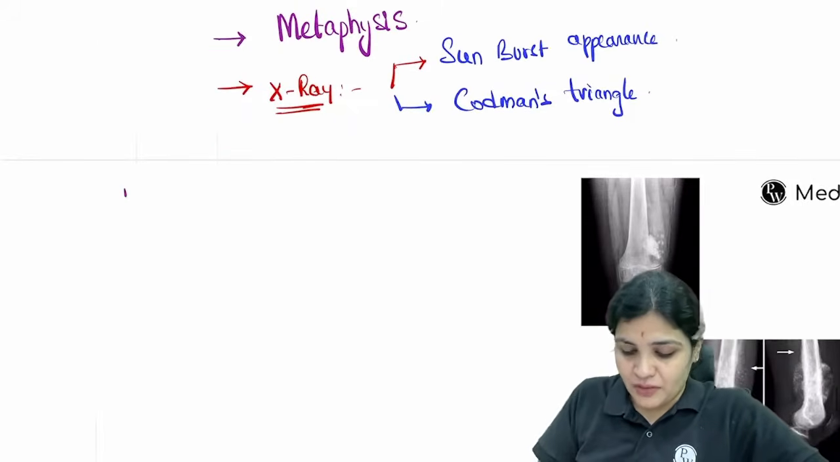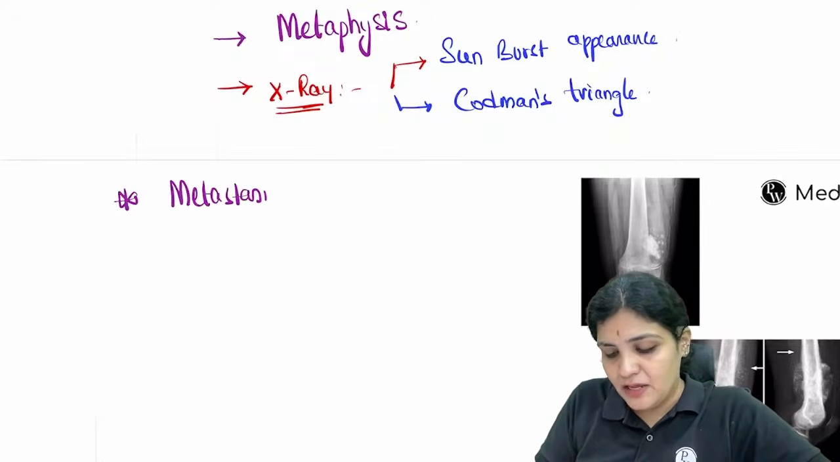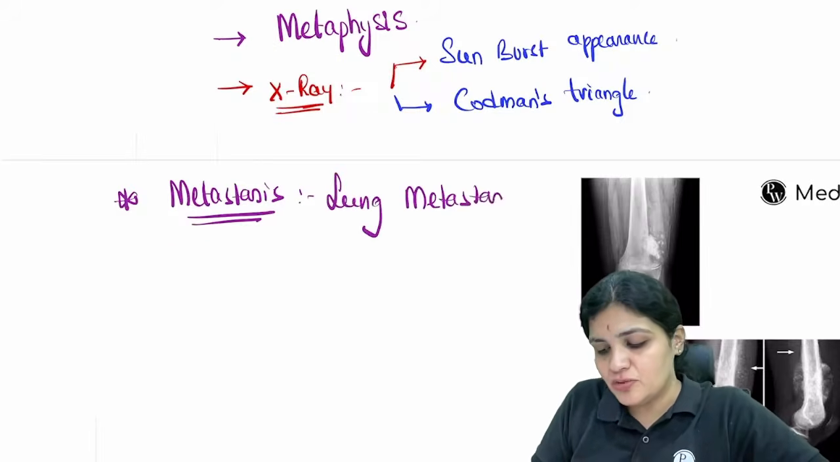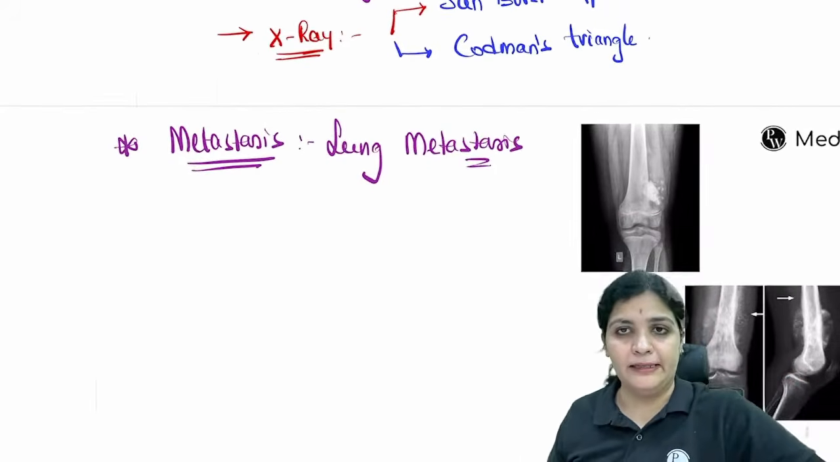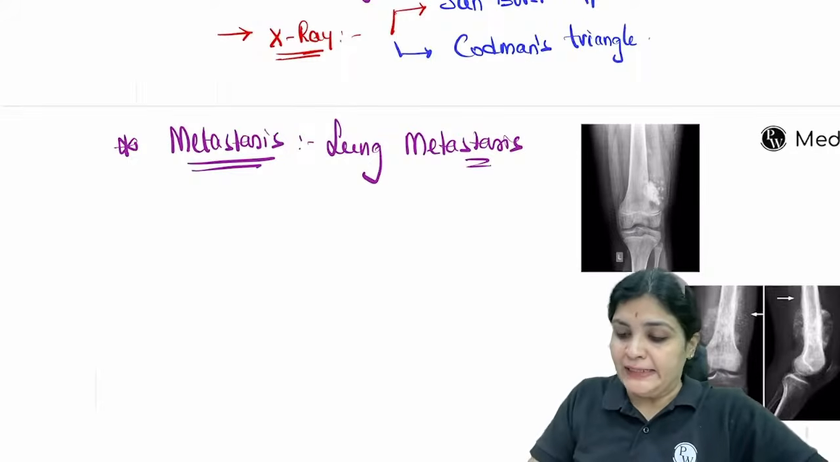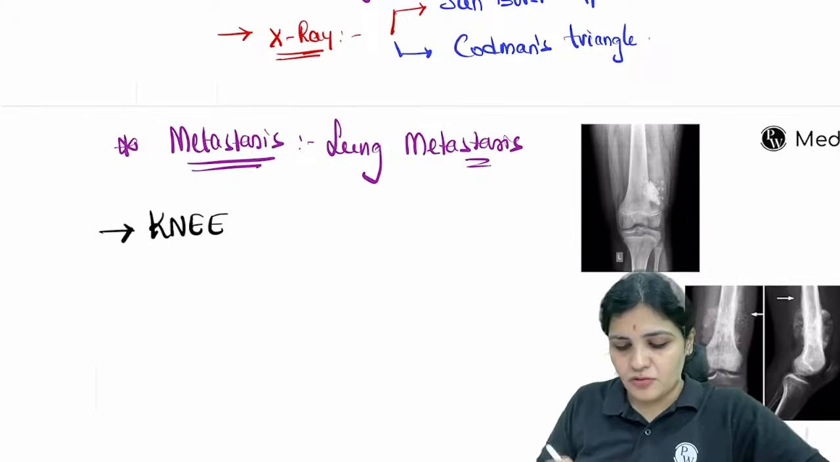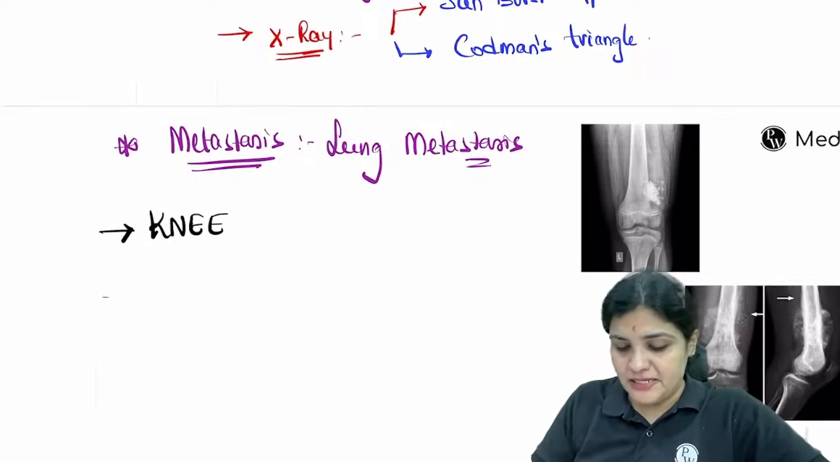And then osteosarcoma is usually associated with metastasis. The most common is lung mets, so you have to always take a chest X-ray to plan the treatment. Lung metastasis is very common in osteosarcoma. And the most common site is again the knee joint.